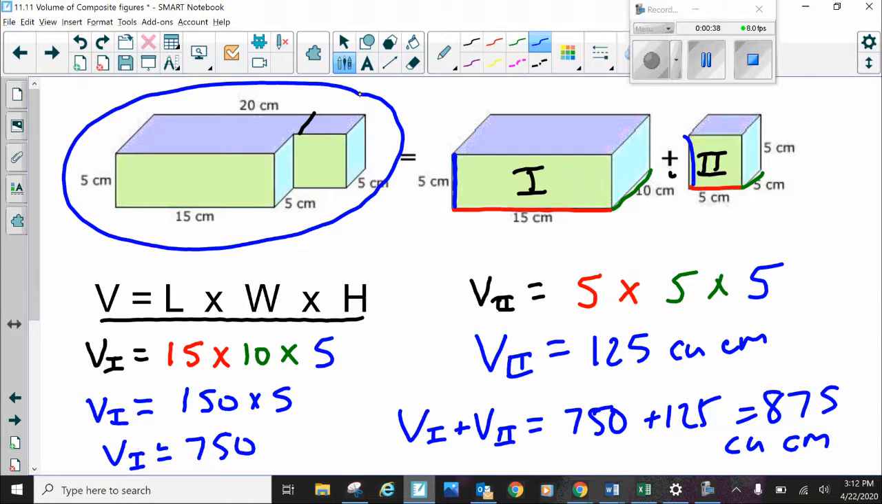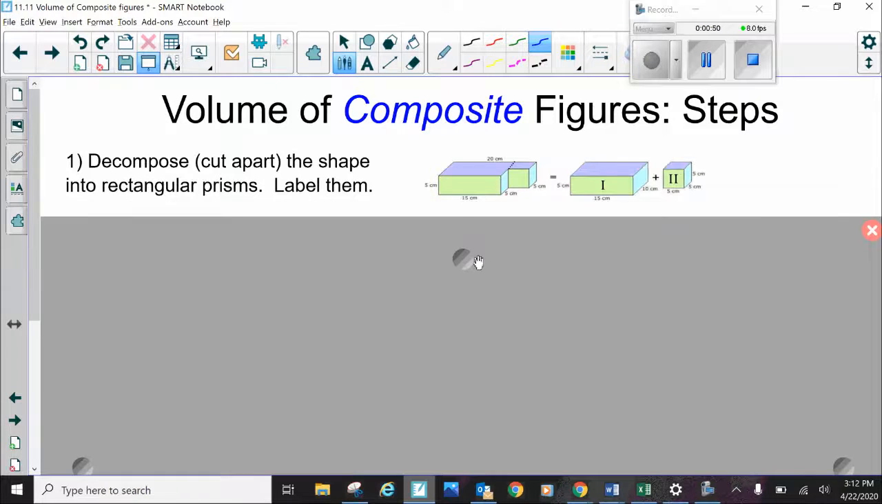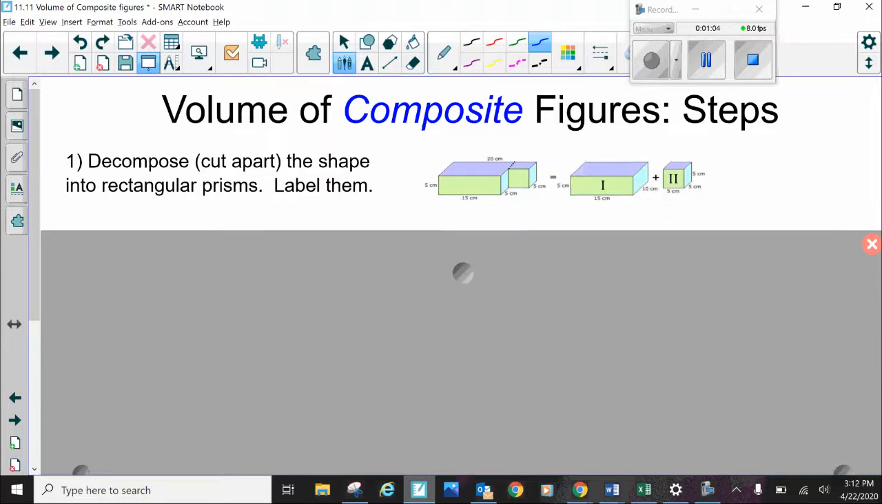Okay, let's review the steps that I just took, because you're going to use them every time. And then we'll do a couple more problems that are a little bit more complex. So, the volume of composite figures, these are your steps. Number one, you're going to decompose the shape. You're going to break it apart into two separate, or maybe three separate rectangular prisms, and you're going to label them 1, 2, and if there are more, you would label them 3, 4, and so on.